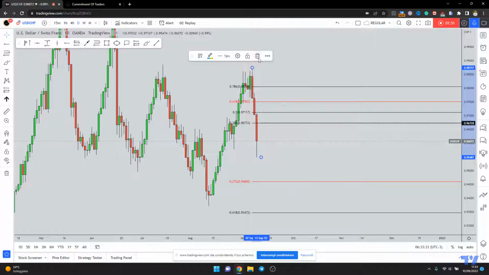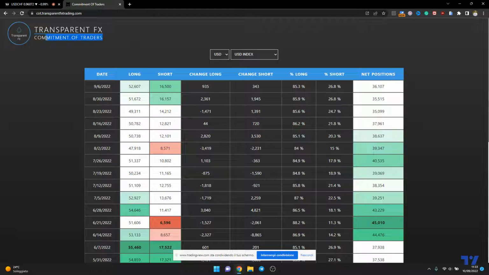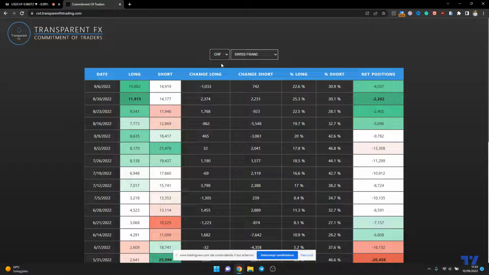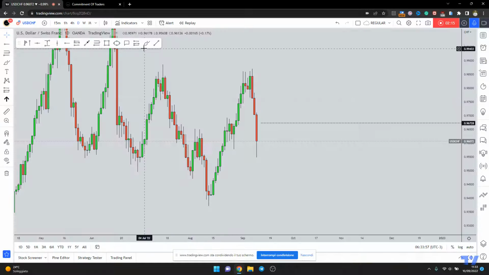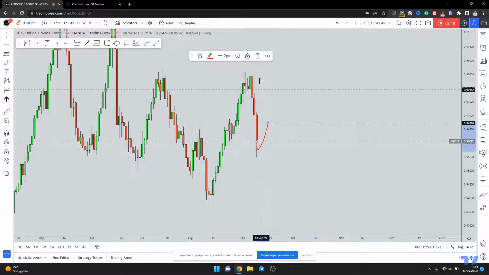Now, if we go and see what we have when it comes to the commitment of traders, so the COT data, which is what the non-commercials, so the biggest speculators in the market, are doing, and we check the data for the CHF, we can see how with the last report we went from minus 2.2k net positions to now having minus 4k net positions, with 700 shorts added to the last report and 1k longs getting closed. This is overall bearish for the CHF, which could make USD CHF create a rejection to the upside and complete the pattern at the neckline.